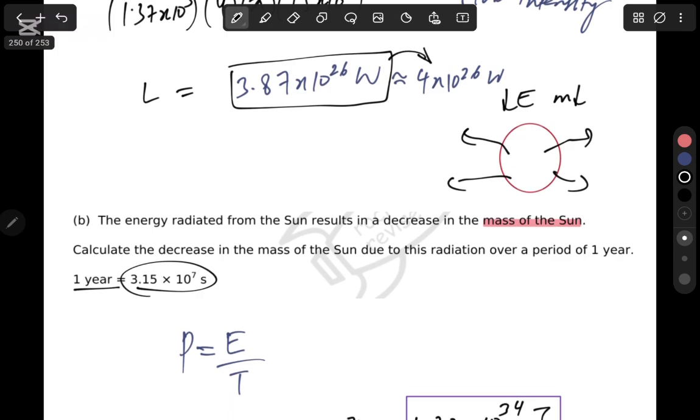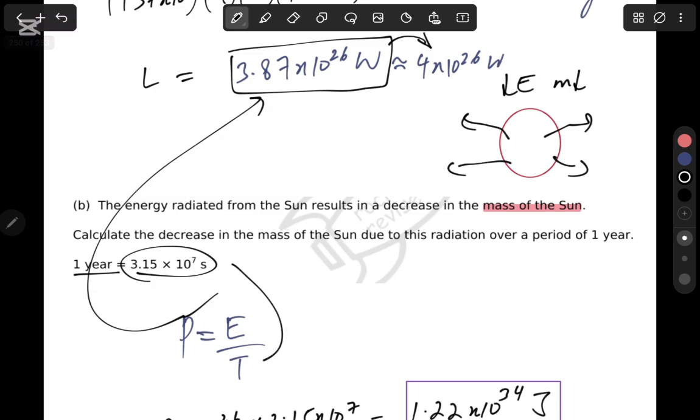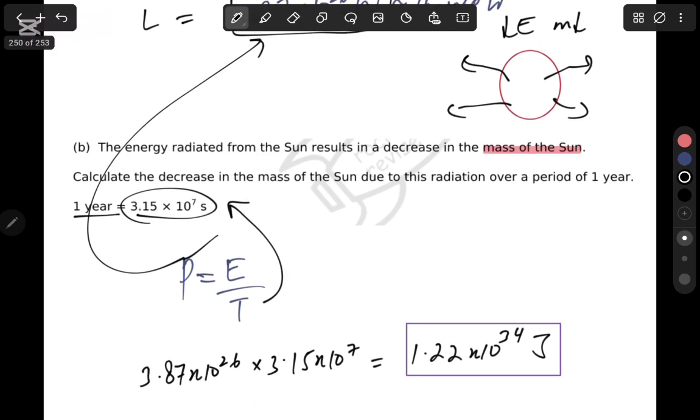We know power is energy divided by time, and we already have power, which is the luminosity, and we already have the time given to us, 1 year. So I can simply multiply power and time to get my energy. So 3.87 times 10 to the power of 26 watts times 3.15 times 10 to the power of 7 seconds gives me 1.22 times 10 to the power of 34 joules. So this is my energy.